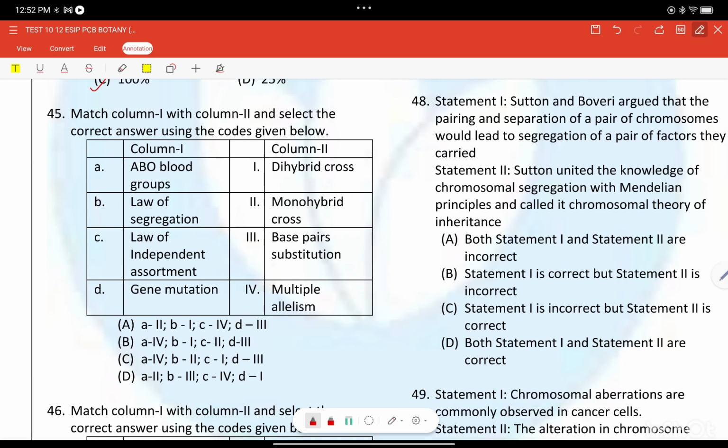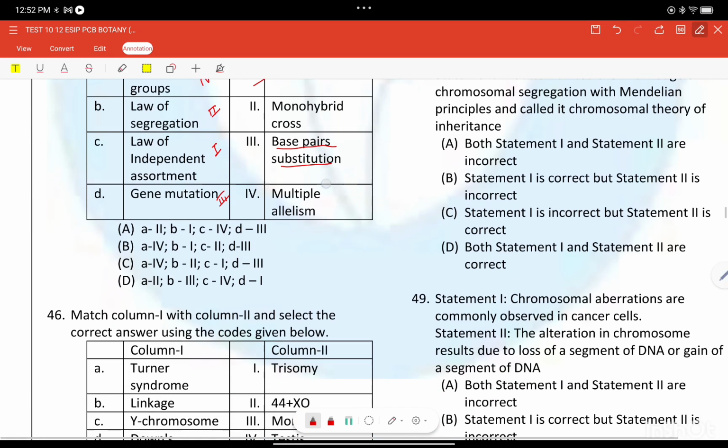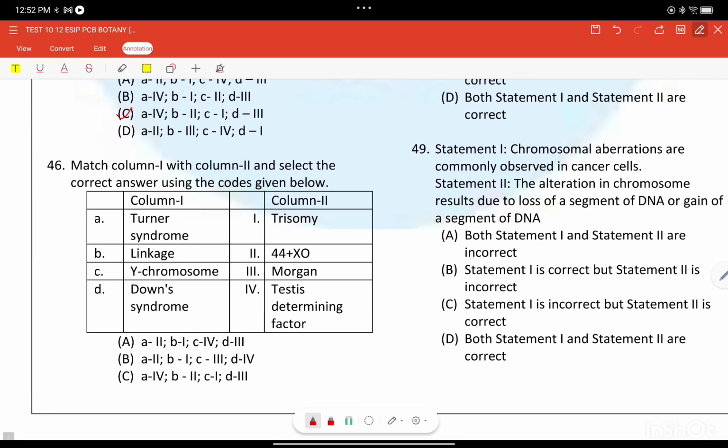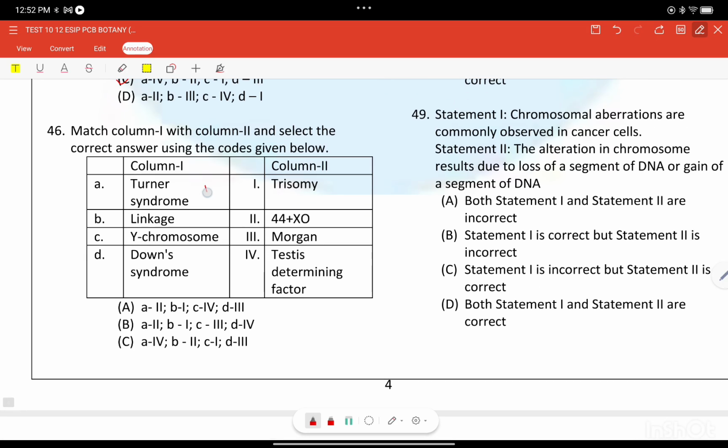Next, match column 1 with column 2. Select the correct answer using the code given below. ABO blood grouping shows multiple allelism. Law of segregation is shown by monohybrid cross. Law of independent assortment is based on dihybrid cross. Gene mutation is base pair substitution. So answer is 4213. Next question. Turner syndrome is 44 plus XO.